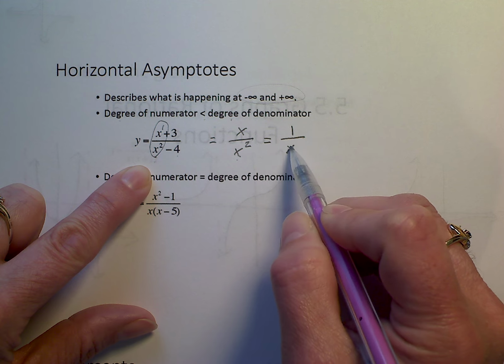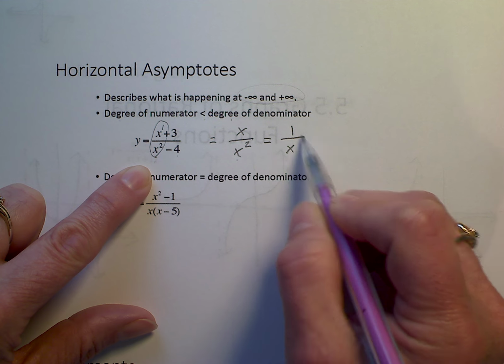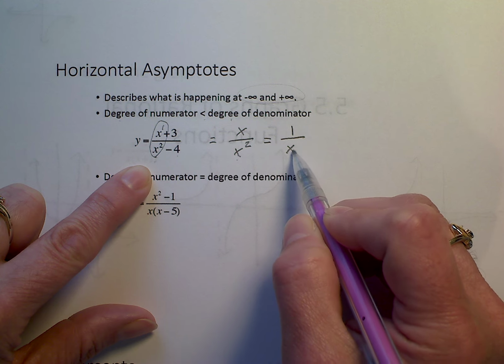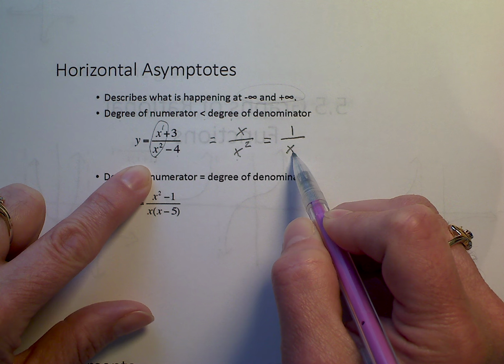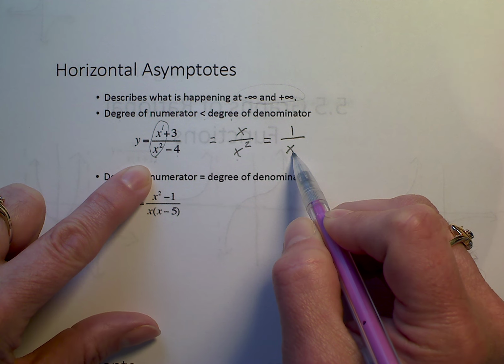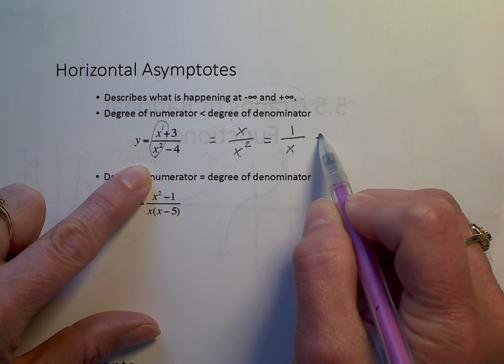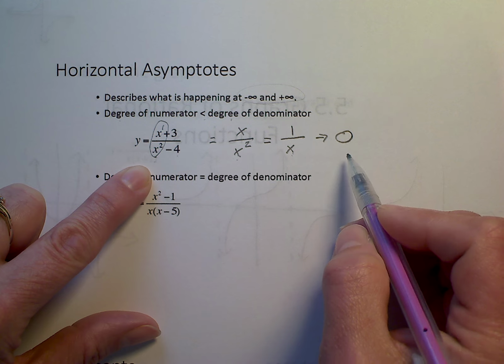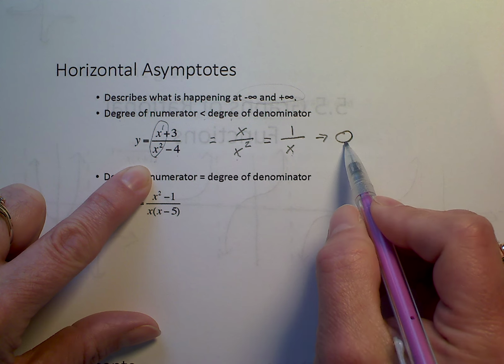So, what happens when I have 1 over x and I'm heading out to infinity? If x gets really, really large, 1 over 100, 1 over 1,000, 1 over 1,000,000, your number gets really, really small. And so we say this approaches 0. So the horizontal asymptote is 0.